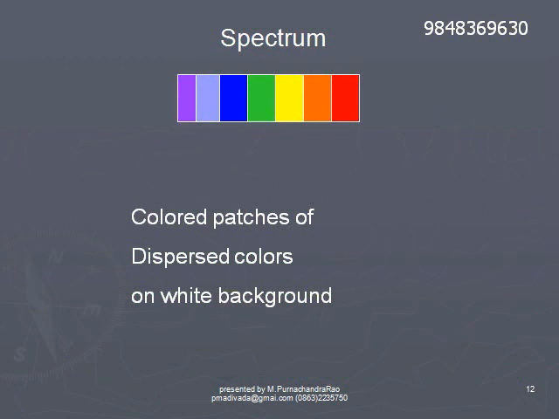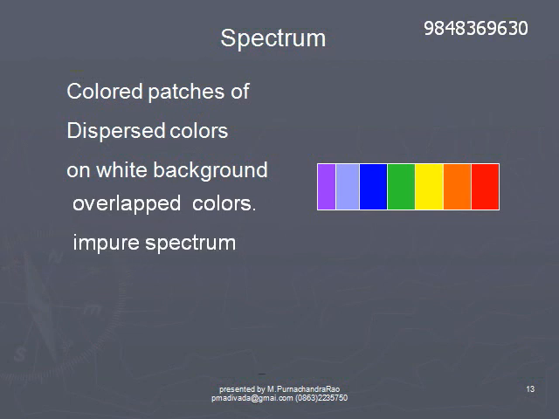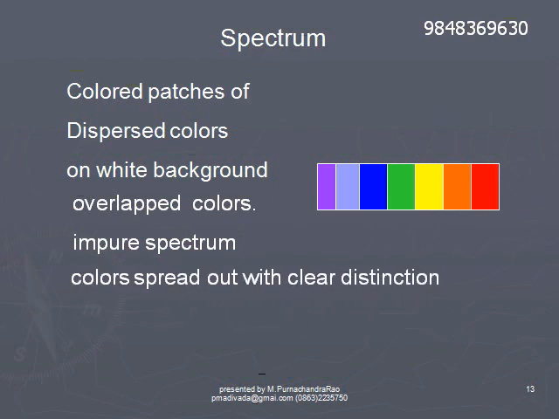We observe overlapping of the colors when a spectrum is formed by the dispersion of a prism. In the dispersed spectrum, the colors overlap. That means one color gets mixed with another color. Such a spectrum is called an impure spectrum.